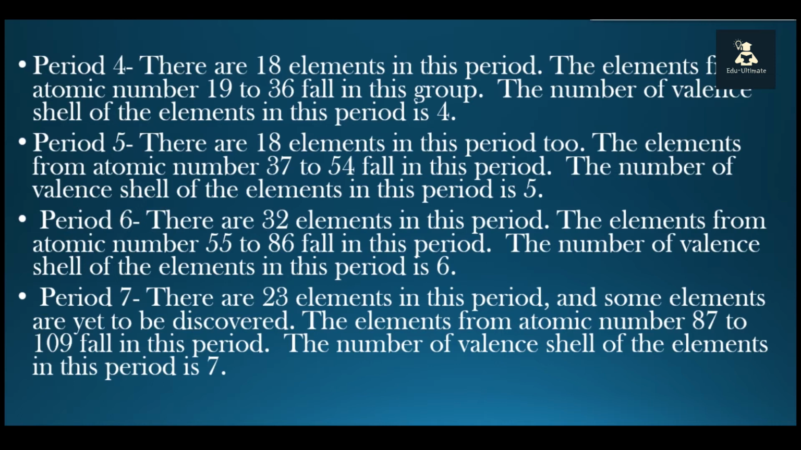Period 6. There are 32 elements in this period. The elements from atomic number 55 to 86 fall in this period. The number of valence shells of the elements in this period is 6. Period 7. There are 23 elements in this period and some elements are yet to be discovered. The elements from atomic number 87 to 109 fall in this period. The number of valence shells of the elements in this period is 7.